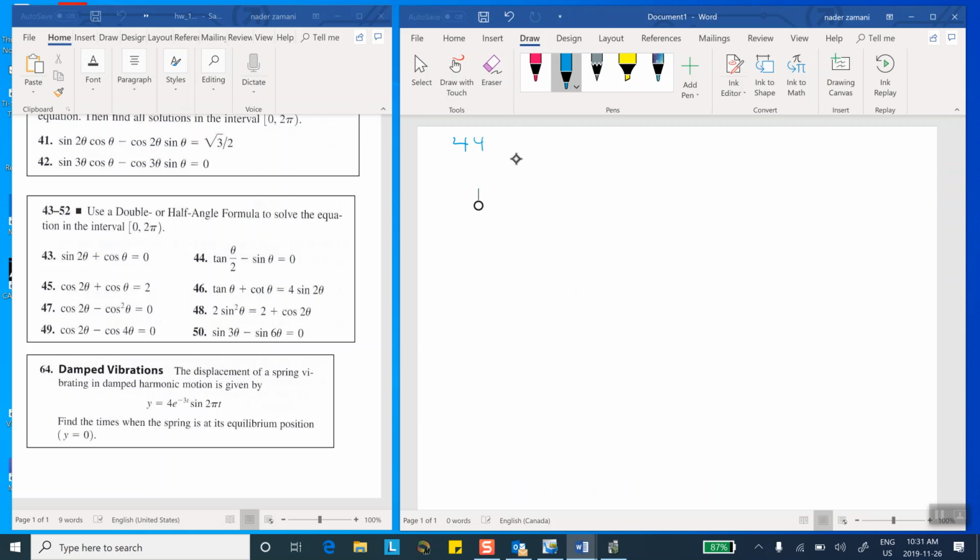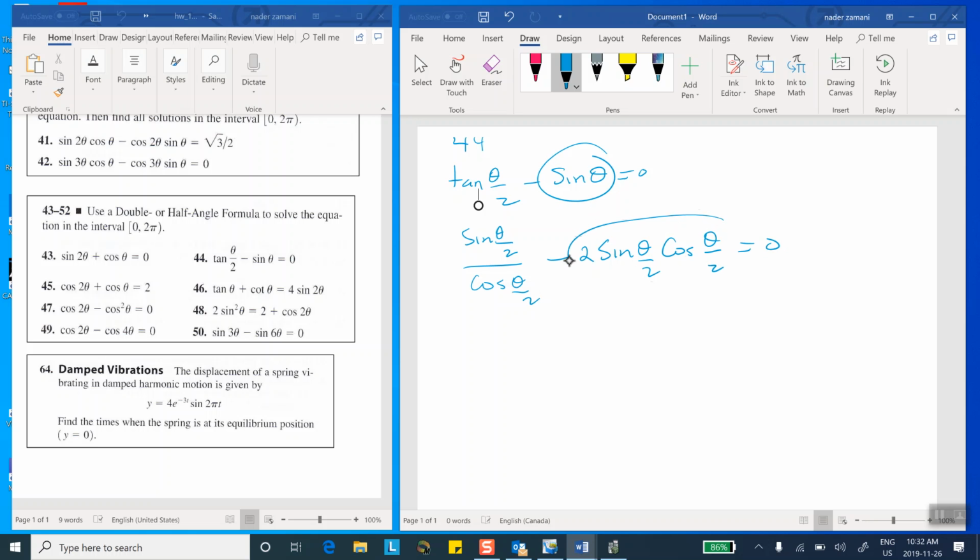44, tan of theta over 2 minus sine of theta equal to 0. Okay? Now remember, this thing, tan of theta over 2, is sine theta over 2 over cos theta over 2. And half angle formula, minus 2 sine theta over 2 cos theta over 2. This is the same as that. Okay? Let's do a cleanup here.